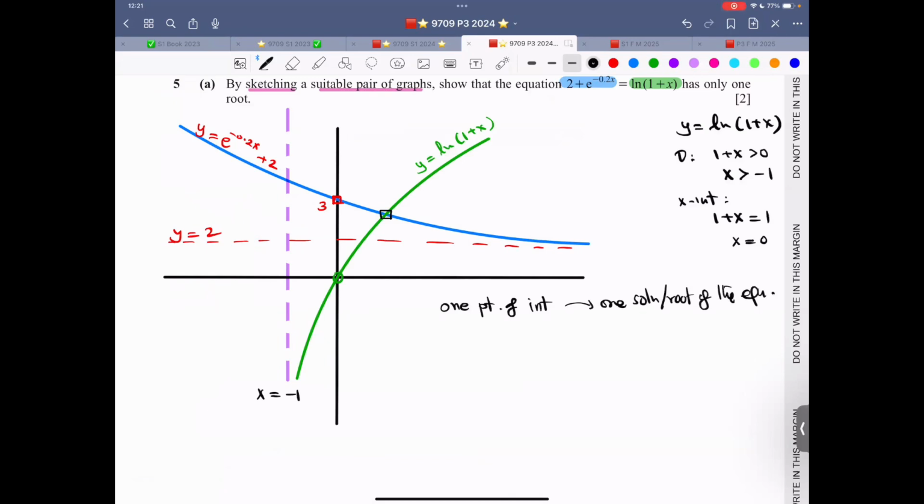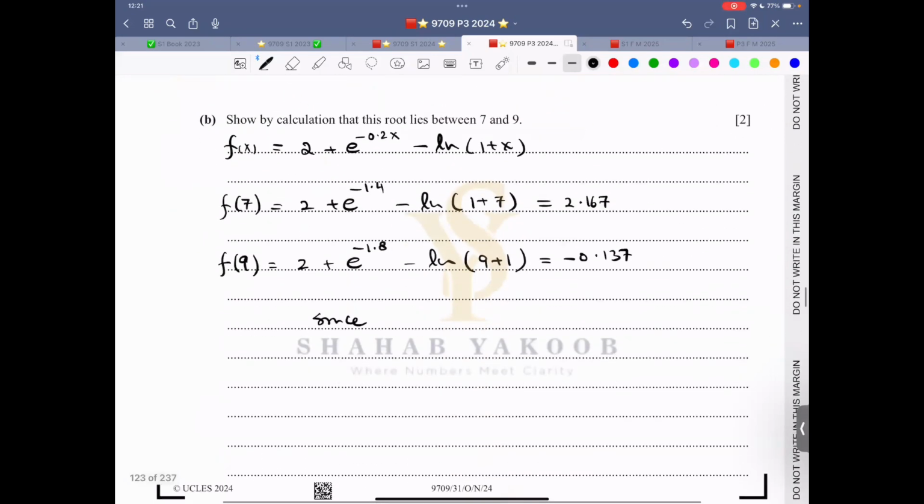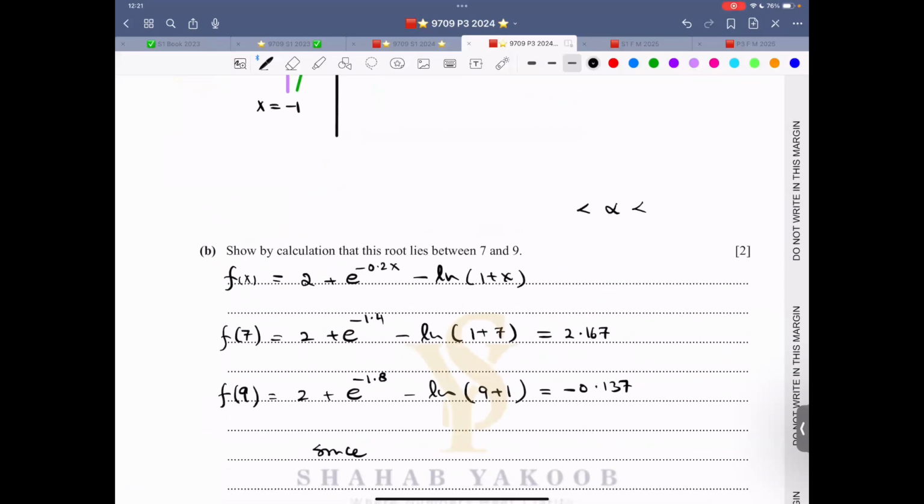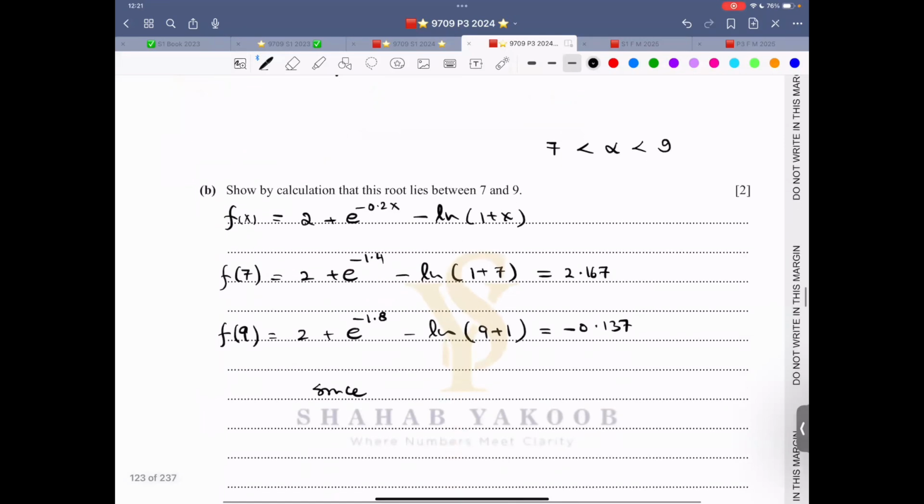So that part is done. Now the next part: show by calculation that this root lies between 7 and 9. So let the root be alpha. Sometimes they write it like this, root lies between 7 and 9. What is the first thing that needs to be done?